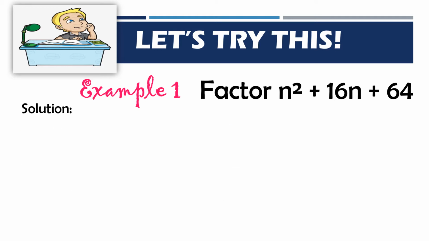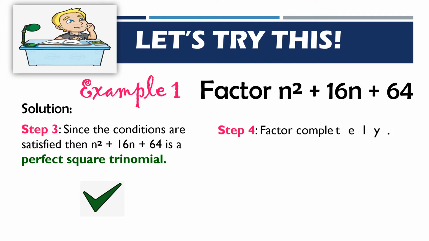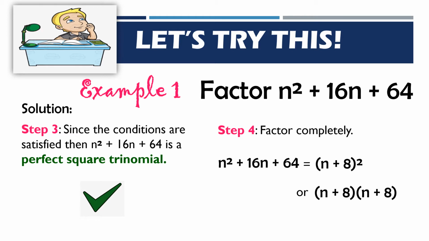Then we can factor this out. Step 3, since the conditions are satisfied, then the expression n squared plus 16n plus 64 is a perfect square trinomial. Then we can proceed with the factoring. Step 4. That would be equal to n plus 8 raised to 2, or n plus 8 times n plus 8.